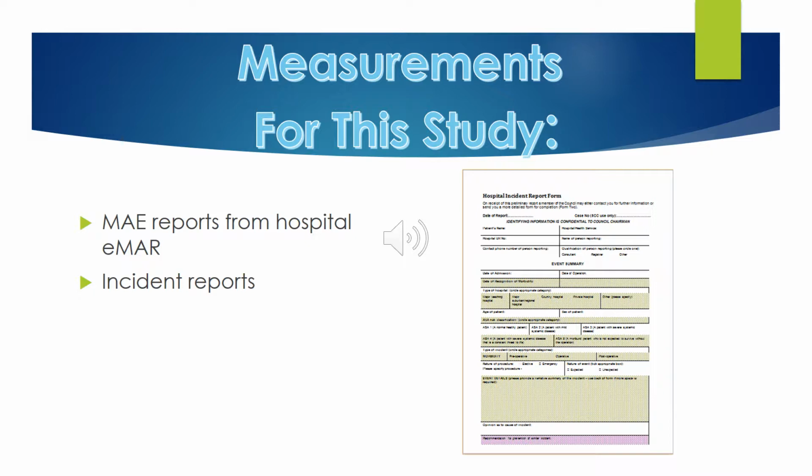What would be measured in this study? How would we find out the outcome? We would look at the medication error reports from the hospital's EMR, or the electronic administration system that the hospitals use, or we could look at the incident reports that are kept on file within the hospital, just like the picture to the right showing the incident report form.